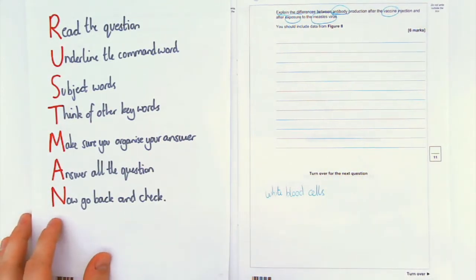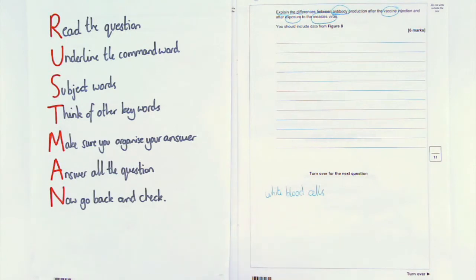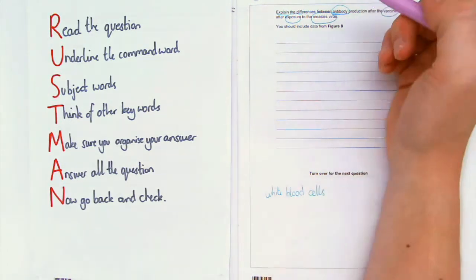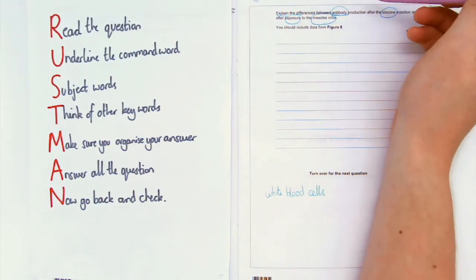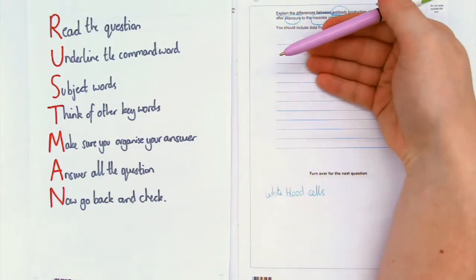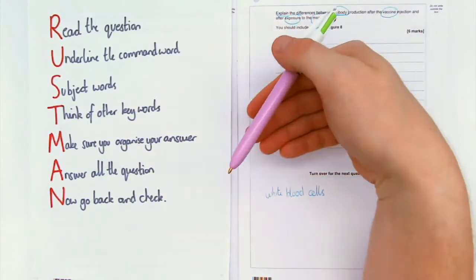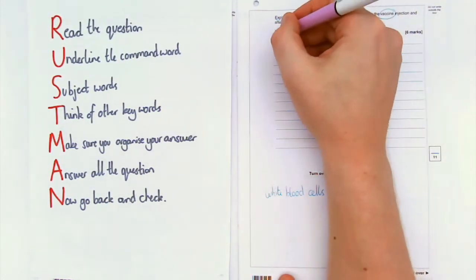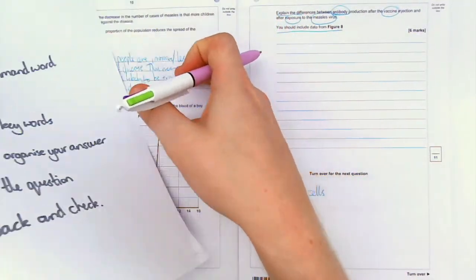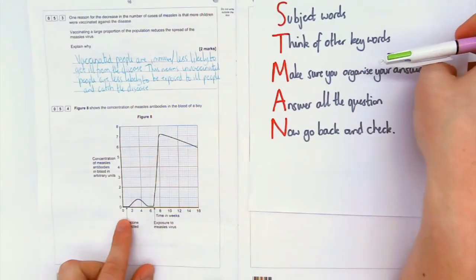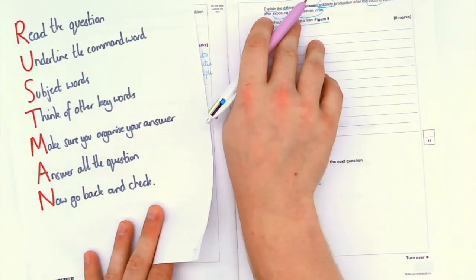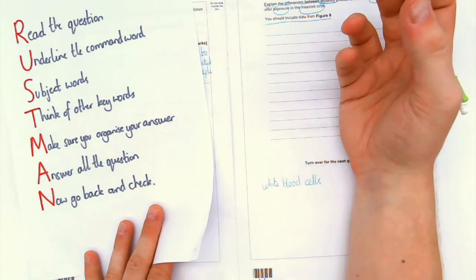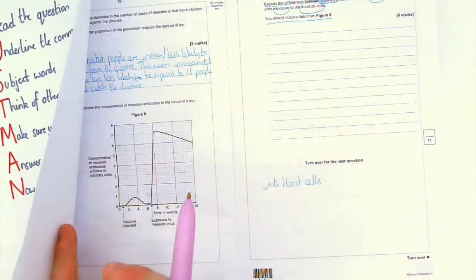M, make sure you organise your answer. I'm going to have to take this in two halves. I think I'm going to look at the differences between them and then explain, so I'm going to do a bit of a describe and explain. A, answer all the question. We've got to include some data from this graph, as well as making sure that I explain the differences, not just stating them. And afterwards we'll make sure we go back and check.